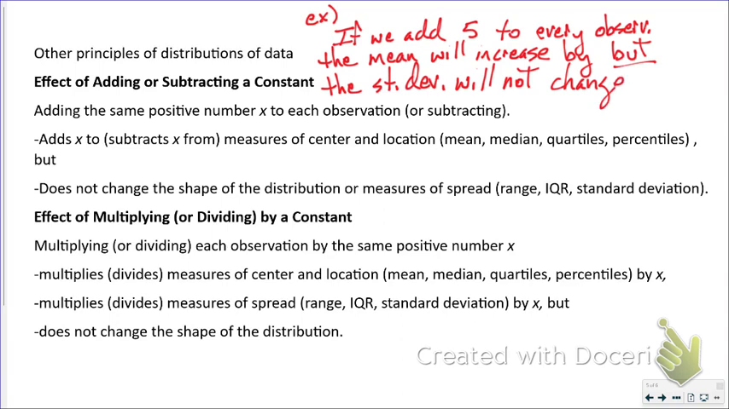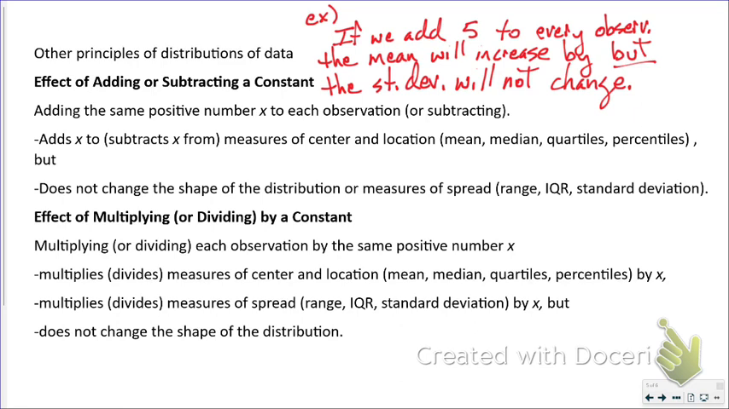So remember, standard deviation is the distance values are from each other. And if I add 5 to every observation, that distance isn't changing. They're still the same spread, but the mean is on average higher.